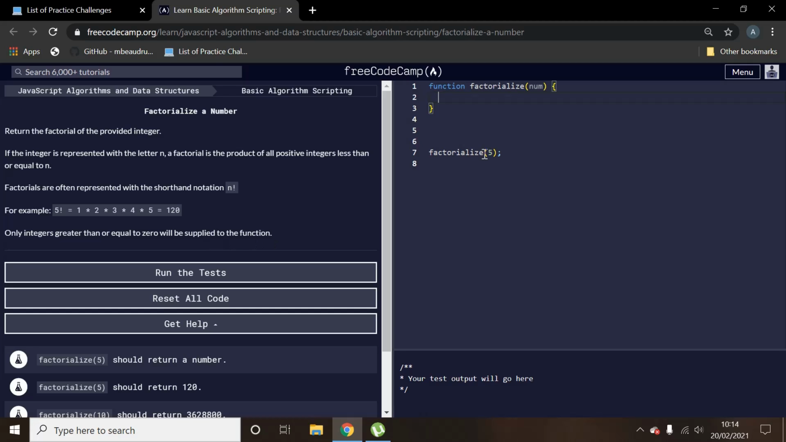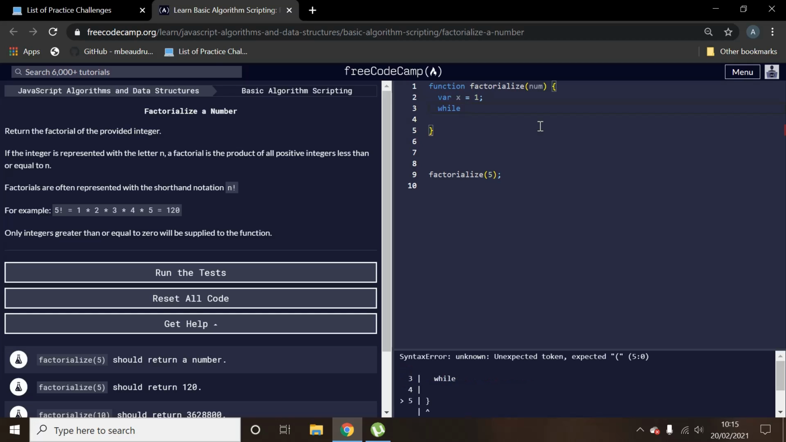What I'm going to do, I'm going to declare a variable, var x is equal to 1. Okay, I will take num, decrease num by 1, so num multiply by num minus 1, multiply by num minus 2, num multiply by num minus 3 until it reaches 1. While, this time I'm going to use a while loop.